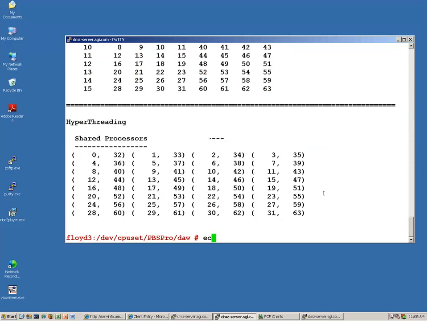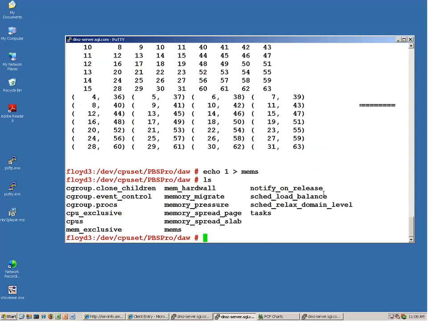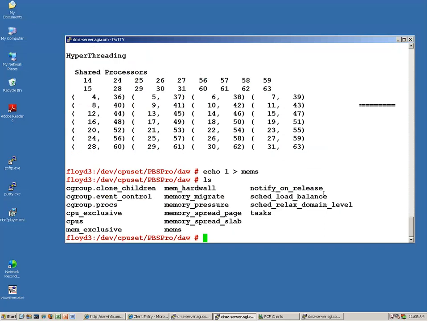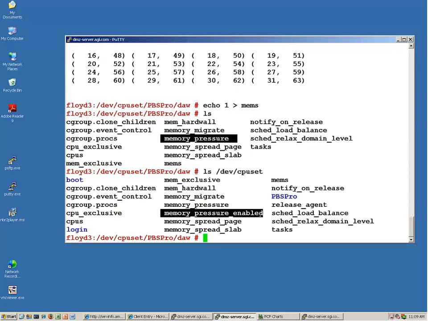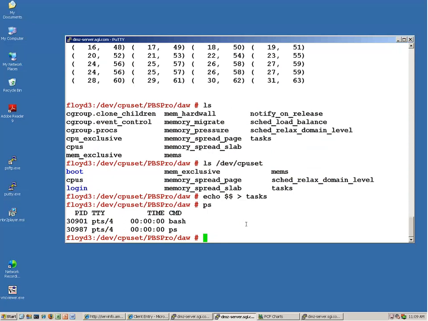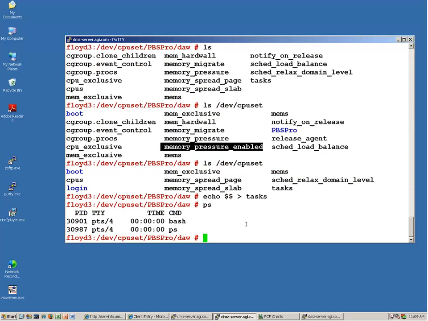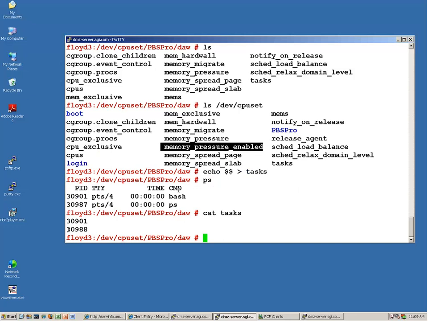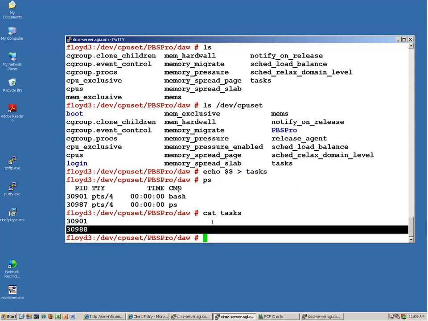So echo a 1 into mems. Now, notice that there is no memory pressure enabled in the individual CPU sets. That's only in the top one, and I've set that to a 1 right now. Okay, now let me echo $$ into tasks. Okay, ps, cat tasks. So there's my shell, and all children inherited are in this CPU set.